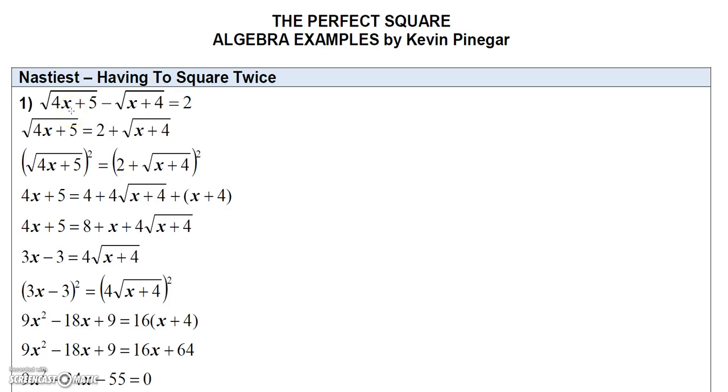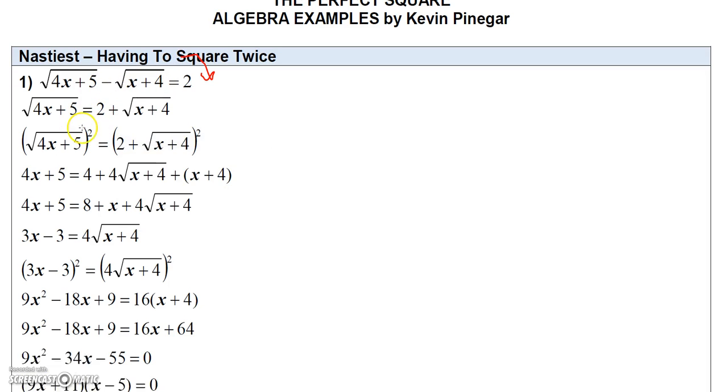Okay, I can't isolate both radicals, but I can certainly isolate one. Let's take this term, this minus square root of x plus 4, and move it over to this side, and then that will make it plus square root of x plus 4. So we just move it over to the other side and change its sign. Now, I'm going to square both sides.